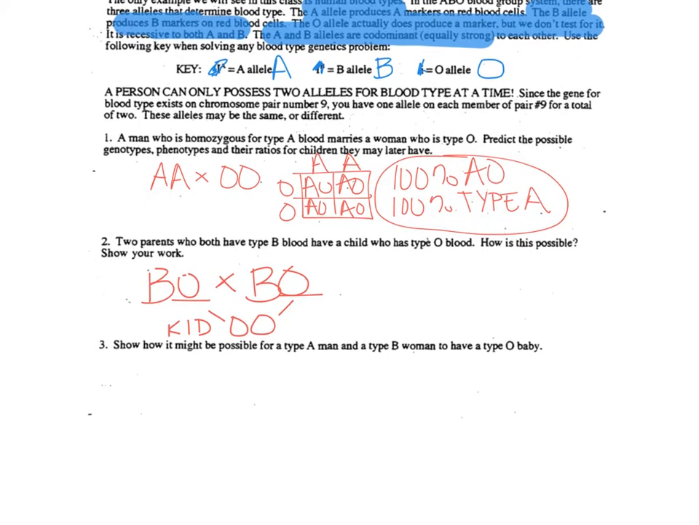Okay. For number 3, same idea. Show how it might be possible for a type A man and a type B woman to have a type O baby. Well, a type A man with a type B woman, if the baby is type O, that means each parent had to have an O allele. And that is essentially how you do blood typing problems. Okay?